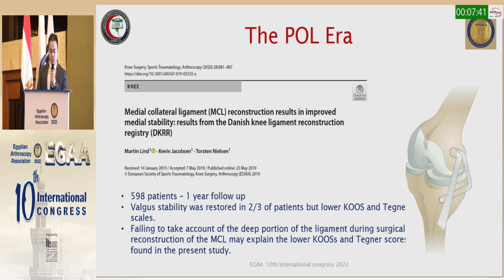Recently, the same Danish group published a one-year follow-up of around 600 patients that received this reconstruction technique. They doubted the efficiency of their own reconstruction technique, stating that valgus stability was restored in two thirds of the patients, but these patients had a lower KOOS and Tegner activity scale. They concluded that this may be due to not taking into account the deep portion of the ligament during surgical reconstruction.